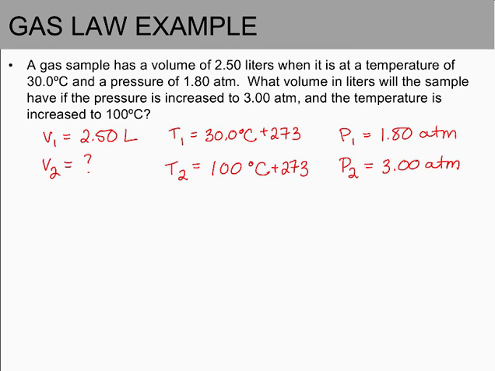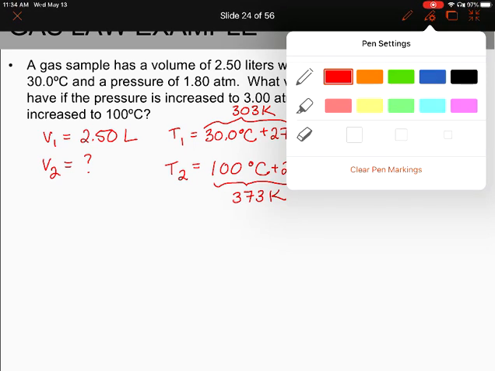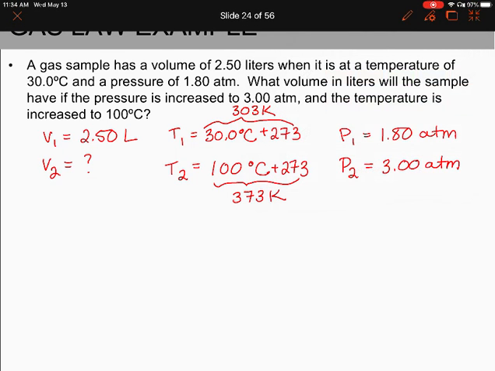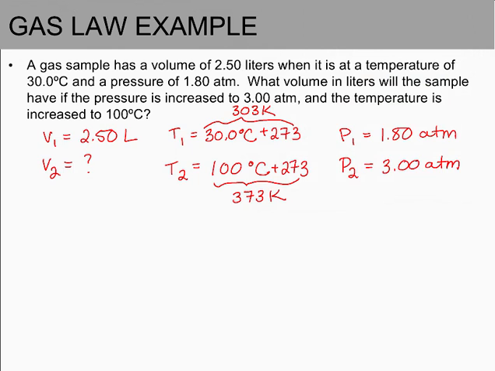Okay, so let's figure out what our temperatures are in Kelvin. So 30 plus 273, that will be 303 Kelvin. And then 100 plus 273 is 373 Kelvin. All right, so now all that's left is we just have to plug everything into the combined gas law.